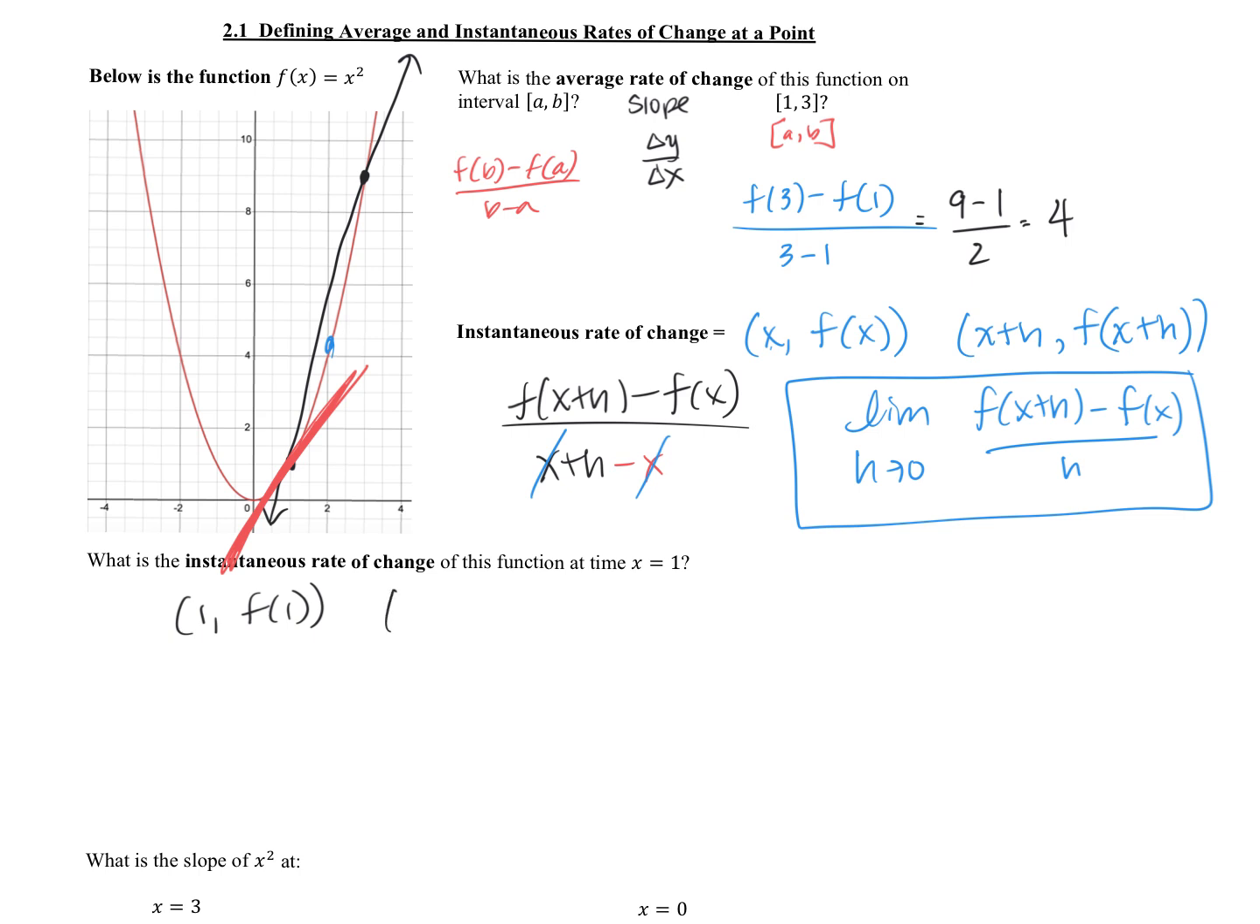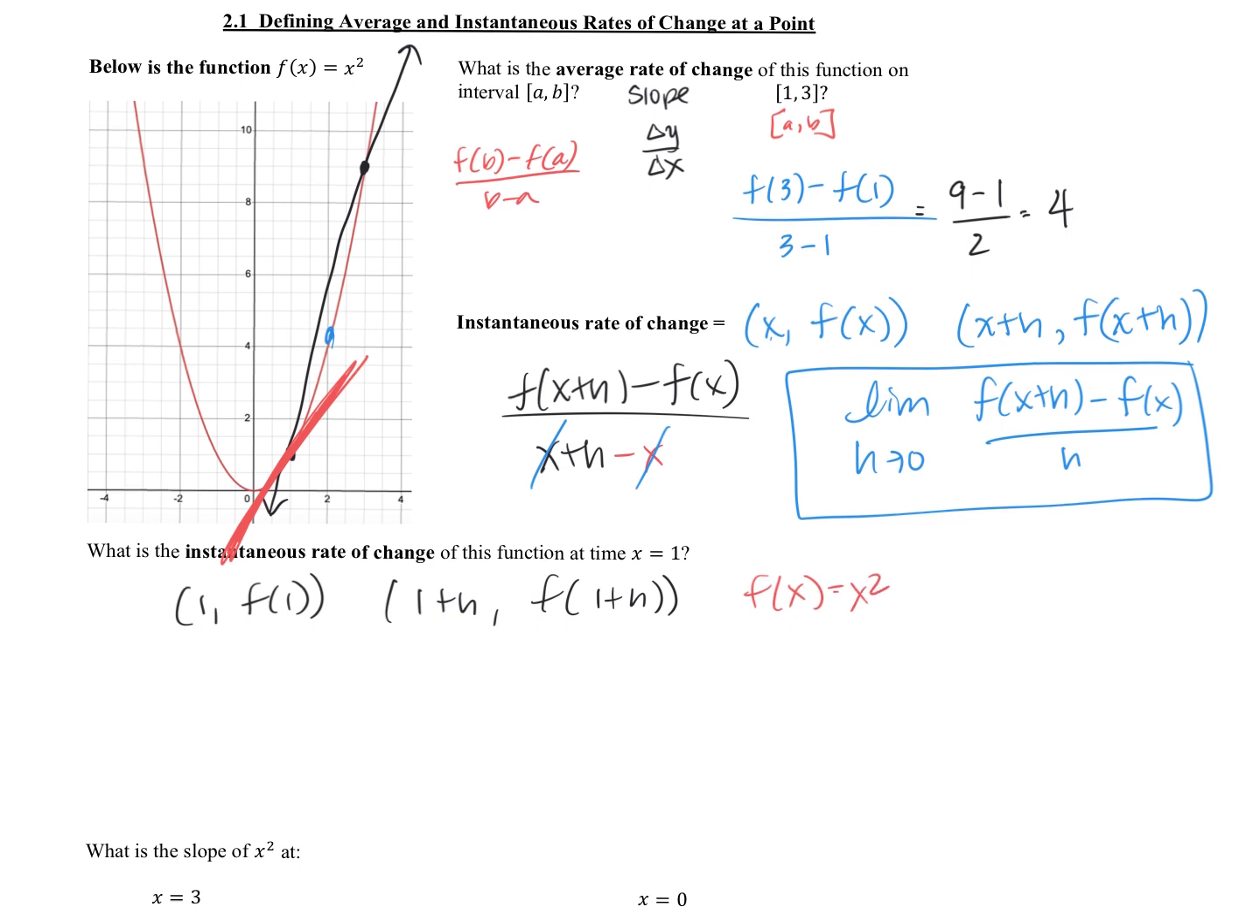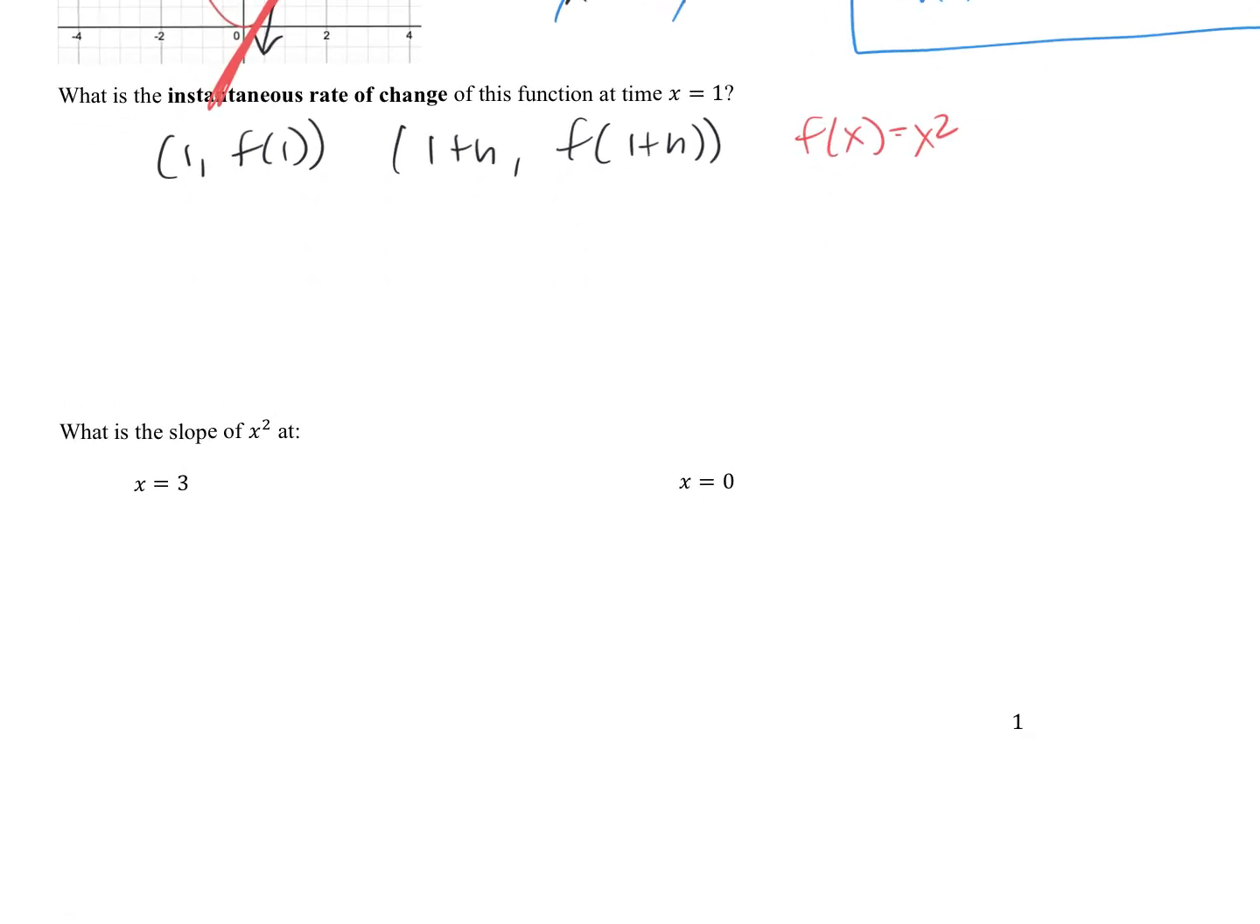And then the next point is just 1 plus h, f of 1 plus h. And I know that that's funky. I'm just going to put what our function was. Our function was x squared, just so I can scroll this up. All right, people, we can do this. Let's go find out what f of 1 is. If f of x is x squared, what's f of 1?